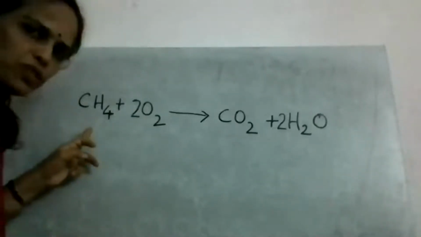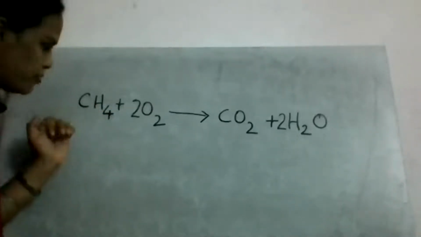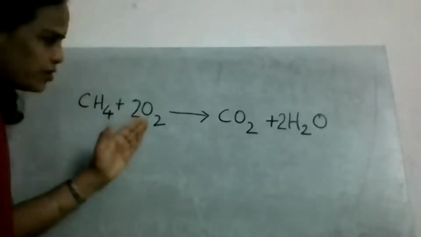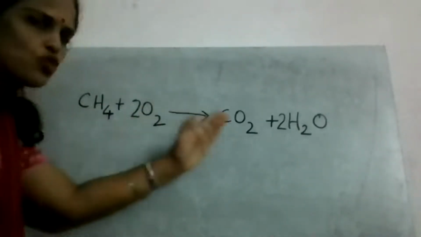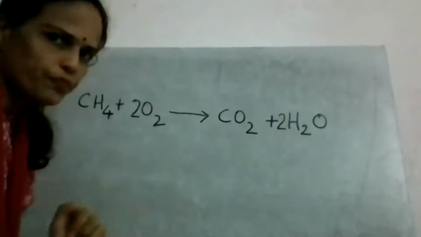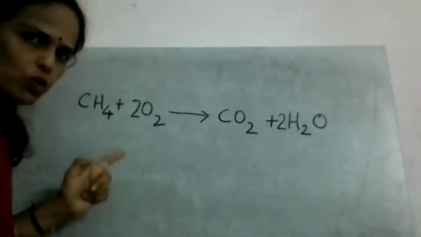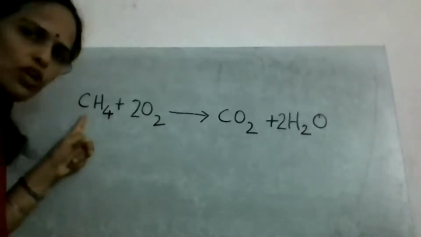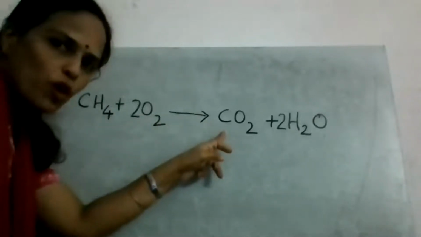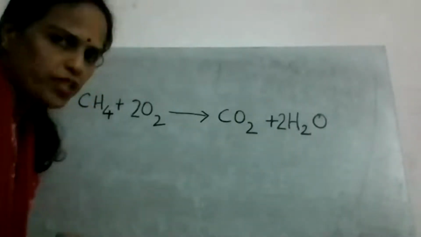Now see, what things can you conclude from this chemical equation? In terms of moles, 1 mole of methane reacts with 2 moles of oxygen to form 1 mole of carbon dioxide and 2 moles of water. That is how I read this chemical equation in terms of moles. Now in terms of molecules, 1 molecule of methane reacts with 2 molecules of oxygen to form 1 molecule of carbon dioxide and 2 molecules of water respectively.